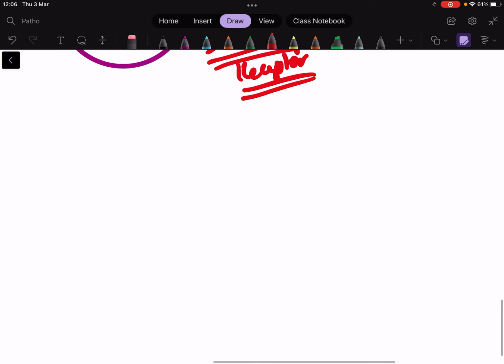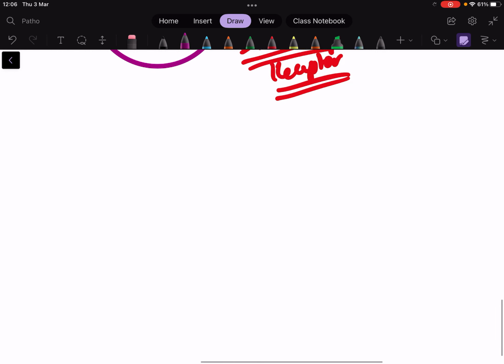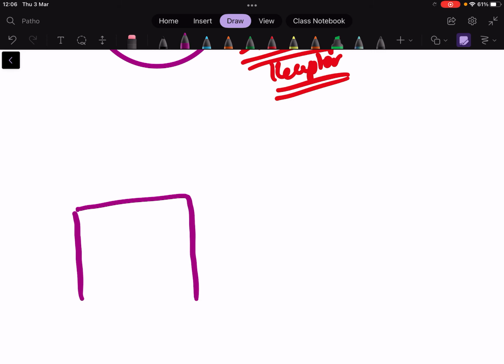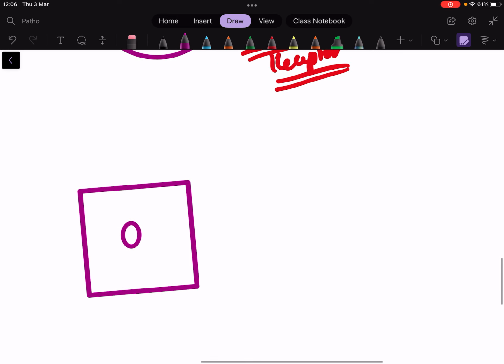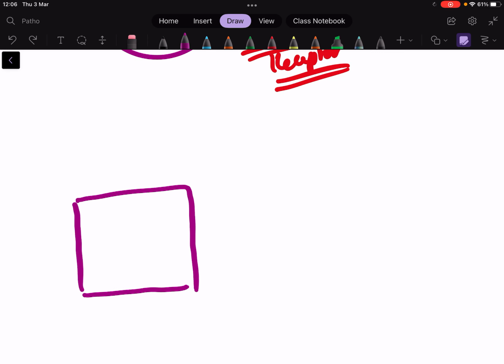So basically, suppose there is a cell. This is a normal cell, which is not infected by any bacteria or any tumors. We will first see what is happening in a normal cell.